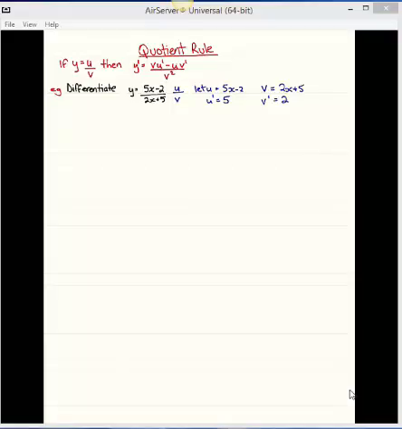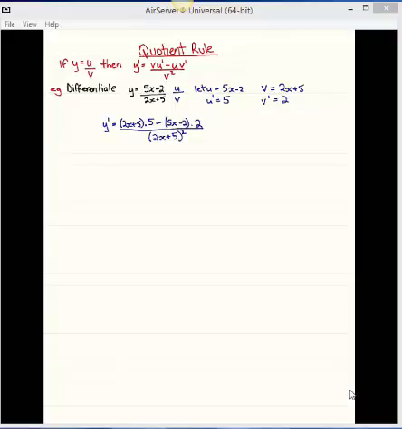So we're going to have the derivative of y is equal to v, so that's 2x plus 5, times u dash, so that's times 5, minus, then it's u, so 5x minus 2, times the derivative of v, so that's times 2, and that whole thing is going to be over v squared. So make sure you're using your brackets properly too, okay? 2x plus 5, and that's all squared.